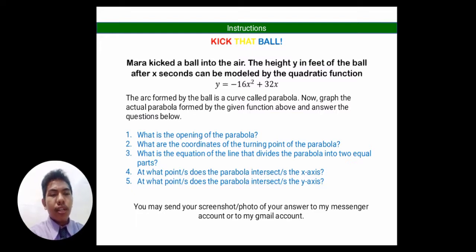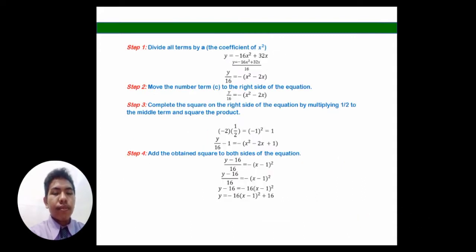Okay, are you done, class? Okay, since you are all done, now how did you find the activity? Okay, were you able to answer the questions based on the graph? If not, let us investigate further. Now let's open the GeoGebra app to investigate further.